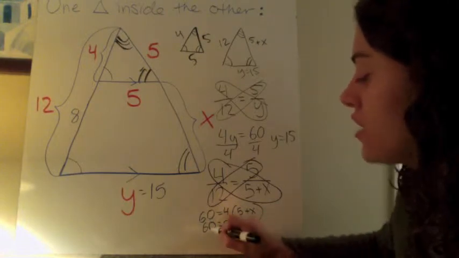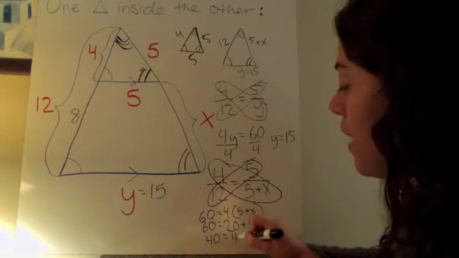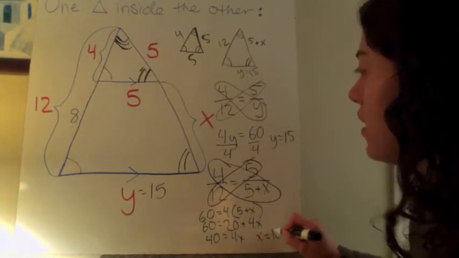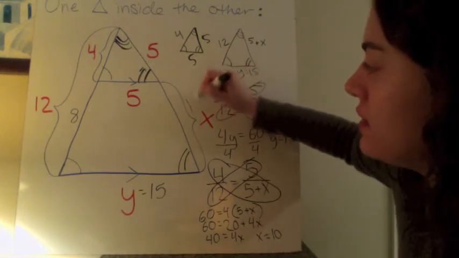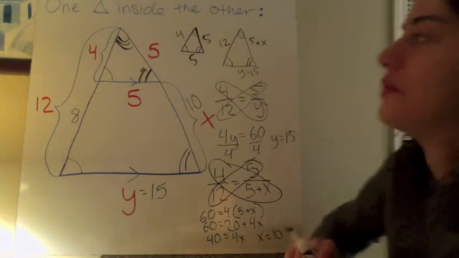From here I subtract 20 from both sides. 40 is equal to 4x. Divide 4 on both sides. X is equal to 10. So this value of x is 10. Okay? Sorry, this got a little messy down here and ran out of room.